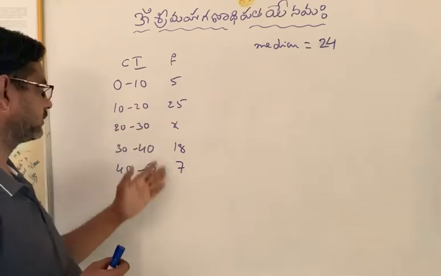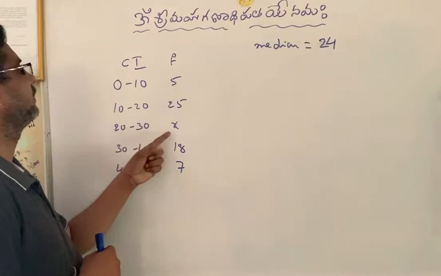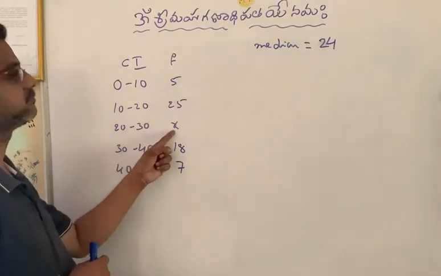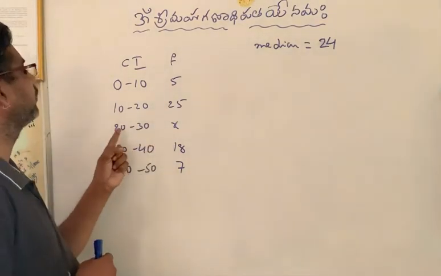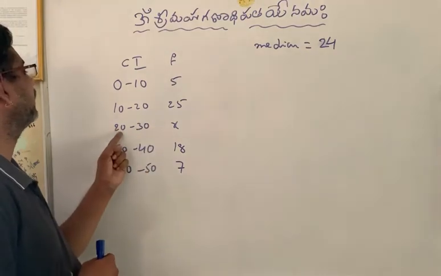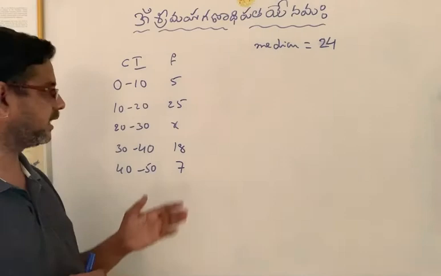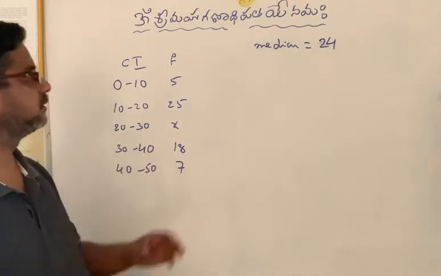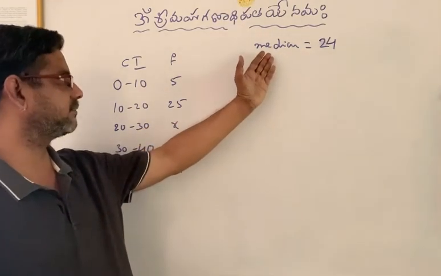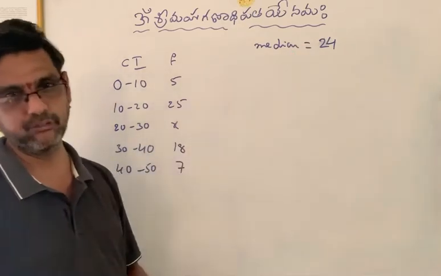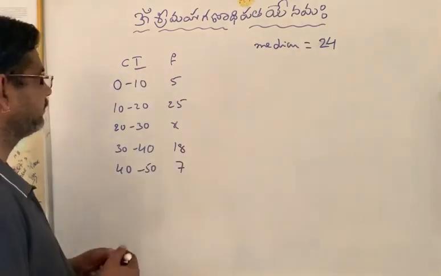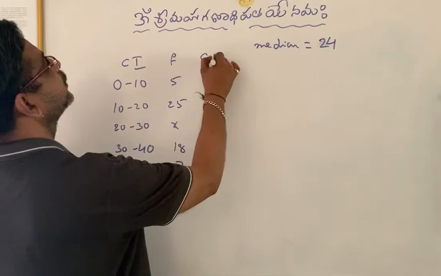Here, when you observe the data, one frequency is missing. We don't know how many students got 20 or greater than 20 but less than 30 marks, and we have to find out the value. It is given that the median value is 24. So first we need to calculate cumulative frequency.